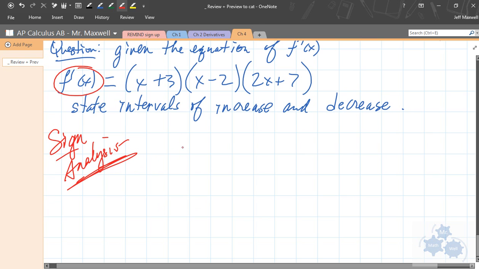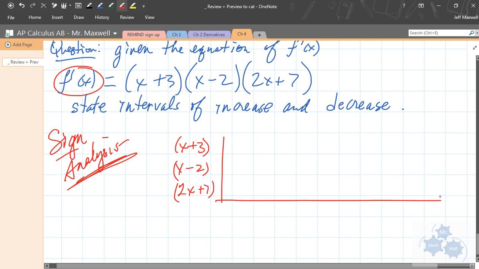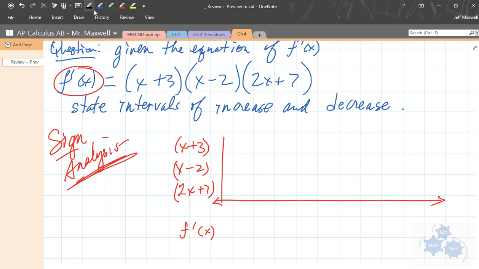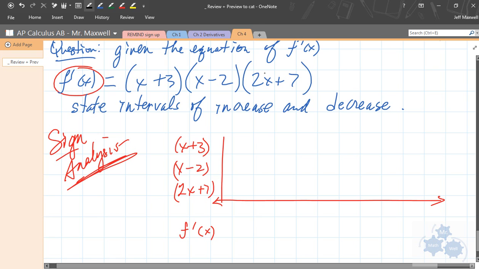So, sign analysis says that we place the factors, right, kind of on the vertical sort of axis here. We have a little bit of a number line going down here. And underneath that, we would have our function, or in this case, our derivative. And we'll put the sign of the derivative kind of down underneath that.